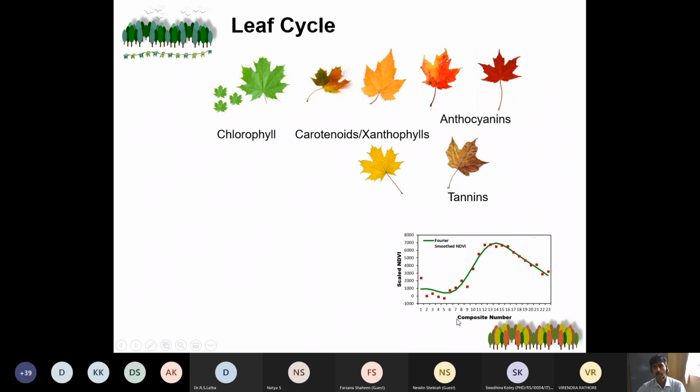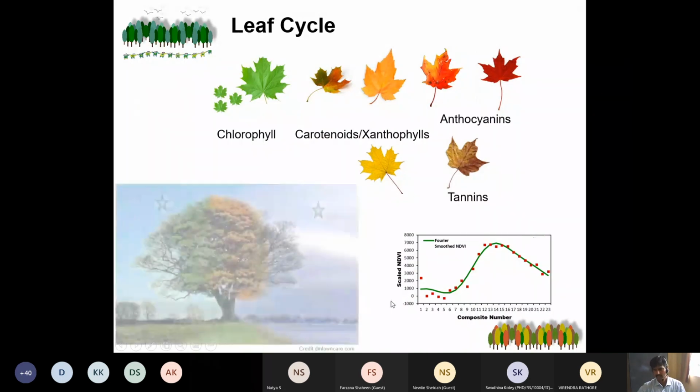So you can see that if you take the different time series NDVI values, the time is on the x-axis and NDVI or the VI on the y-axis, in a year, this is one whole year of growth. The red color is the actual one. The green color is the smoothed one. It has to follow the original. The fluctuations will affect our calculation. To avoid the fluctuation, we do smoothing.